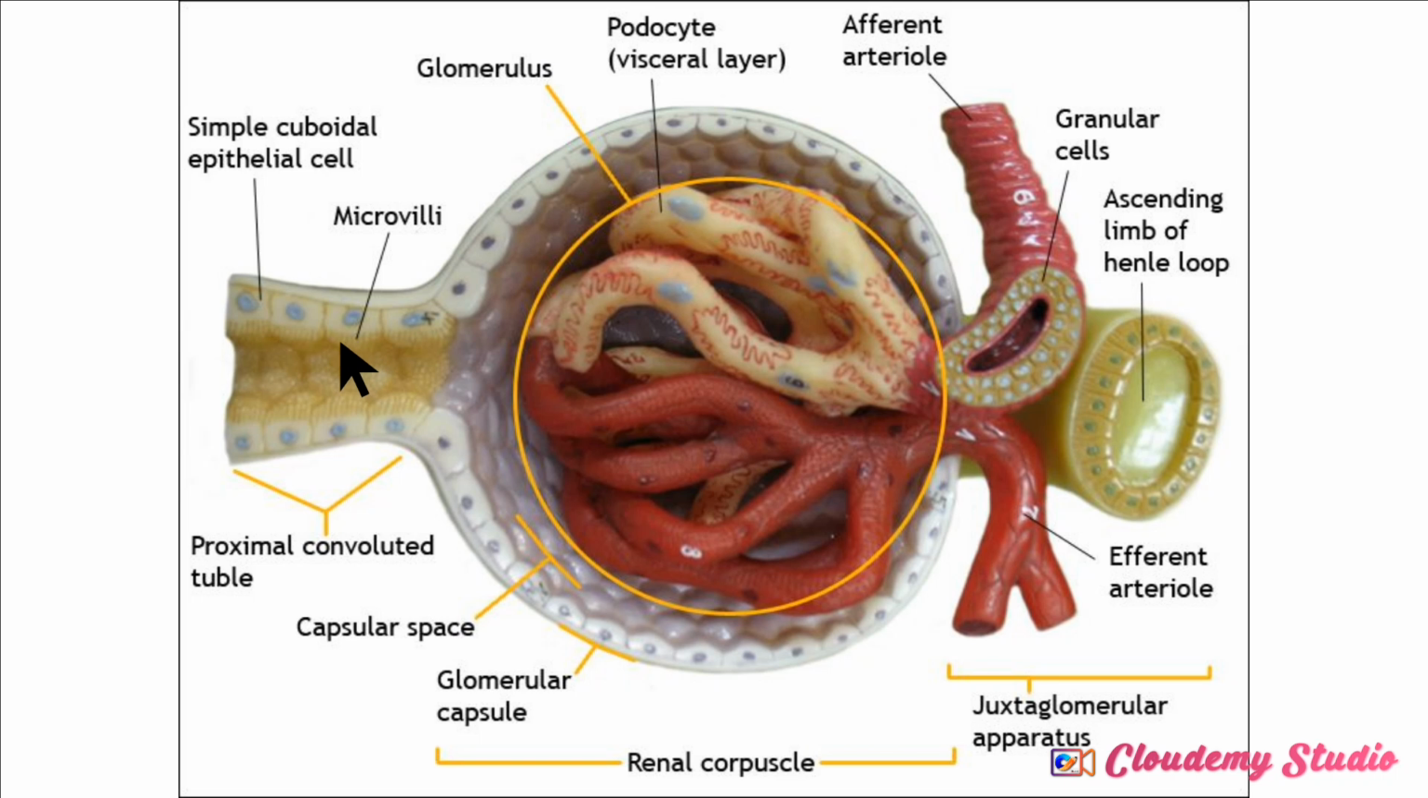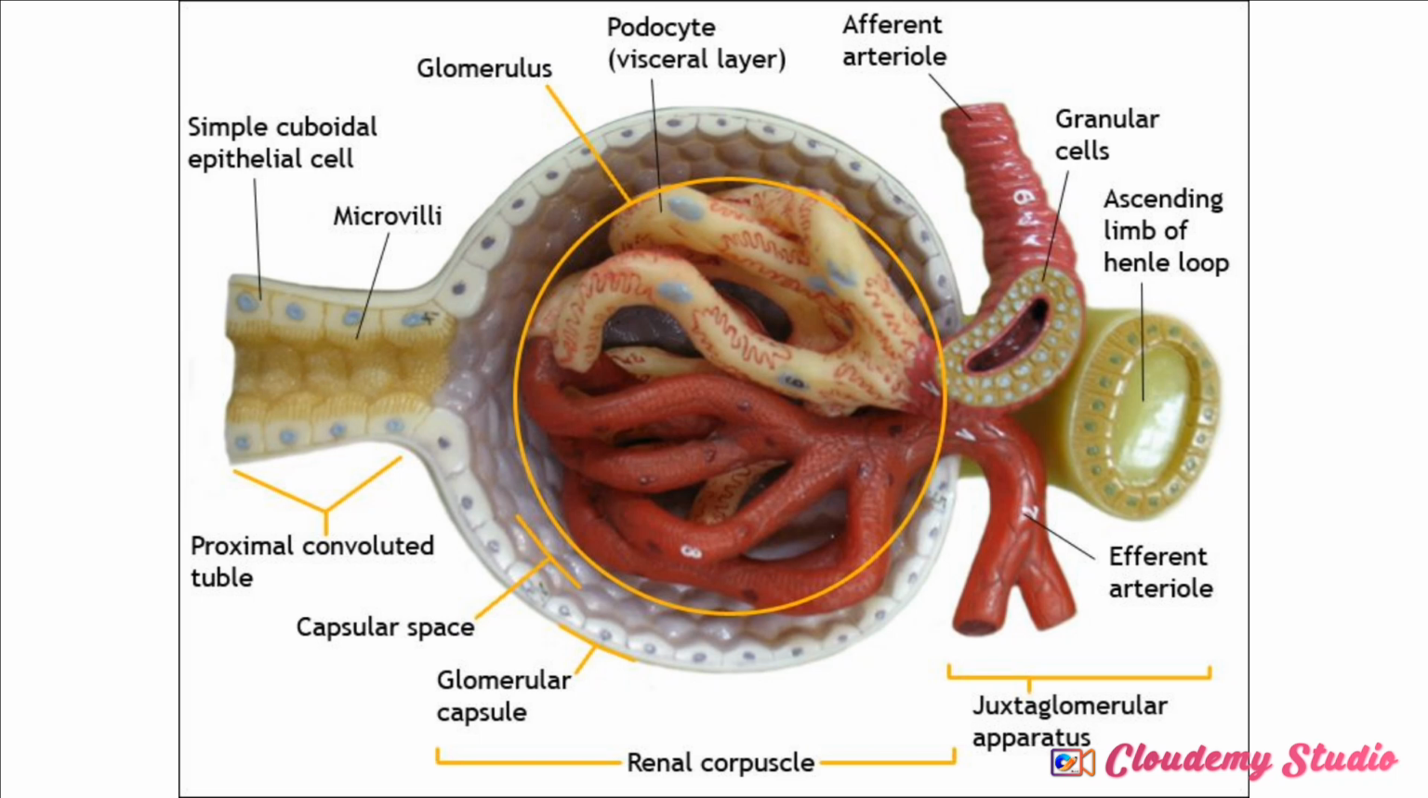The function of this microvilli is to increase the surface area of the proximal convoluted tubule to ensure what? To ensure absorption. You understand? So most of the absorption occurs in the proximal convoluted tubule. Even 75% of the reabsorption occurs in the proximal convoluted tubule. The other occurs in the loop of Henle as well as the distal convoluted tubule. So 75% occurs in the what? 75% occurs in the proximal convoluted tubule.